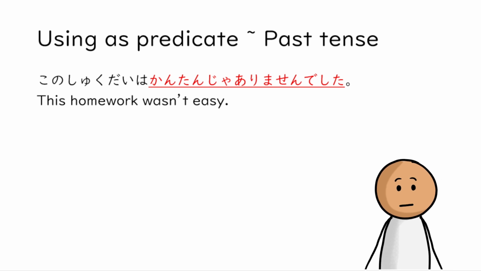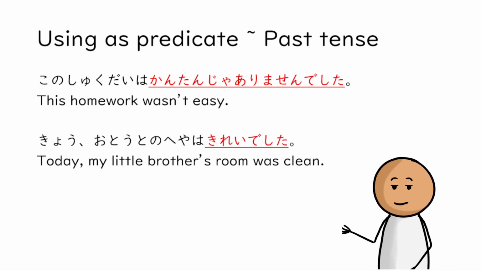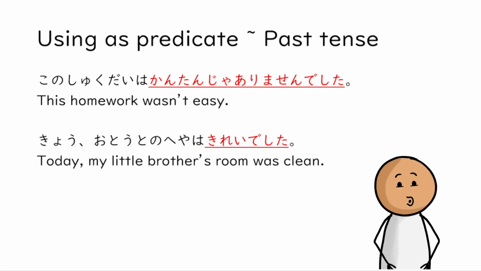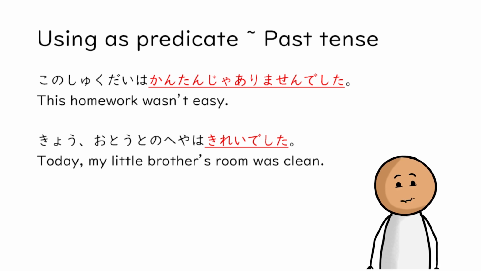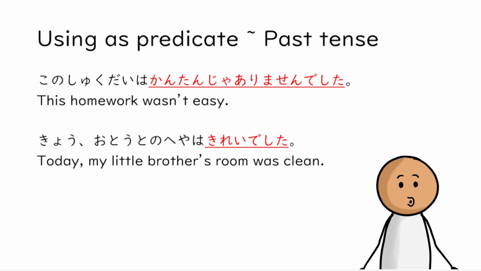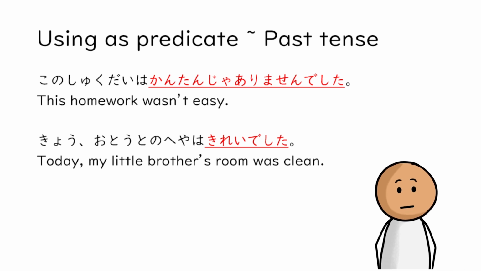Here's another example. 今日弟の部屋はきれいでした。Today, my little brother's room was clean. きれいな is a na adjective, meaning beautiful or clean. Usually, when it's used with a room, it means clean rather than beautiful.